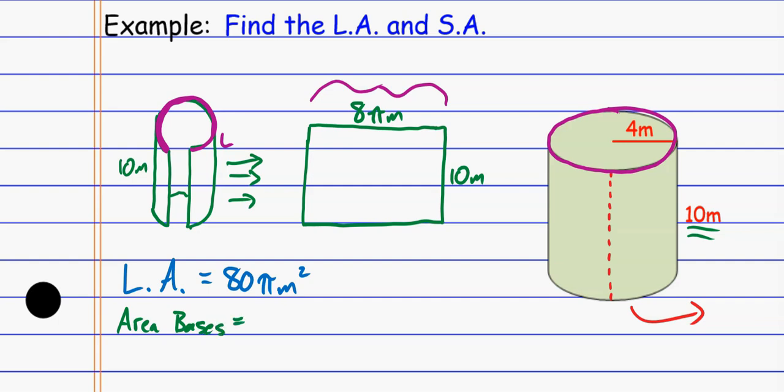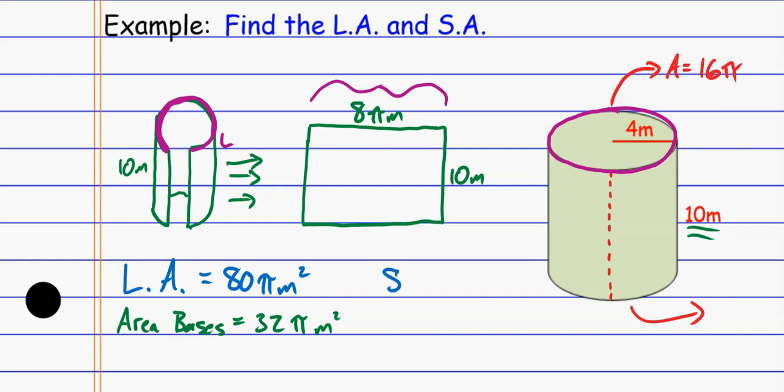And so once again, the area of the bases, if I looked at maybe the top circle here, the area is pi r squared, so 16 pi, okay? Once again, I have 2 of those, so the area of the bases total is 32 pi. And again, that's square meters. Well, now I can find the surface area.